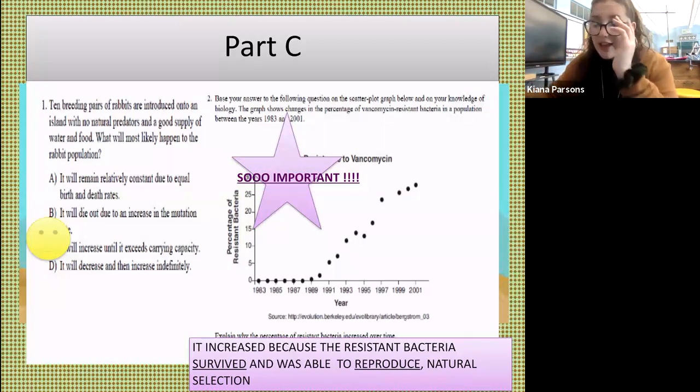All right, that is all I have for you today. Go ahead and complete your exit ticket. We looked at how geological and anatomical evidence can be used to support evolution.